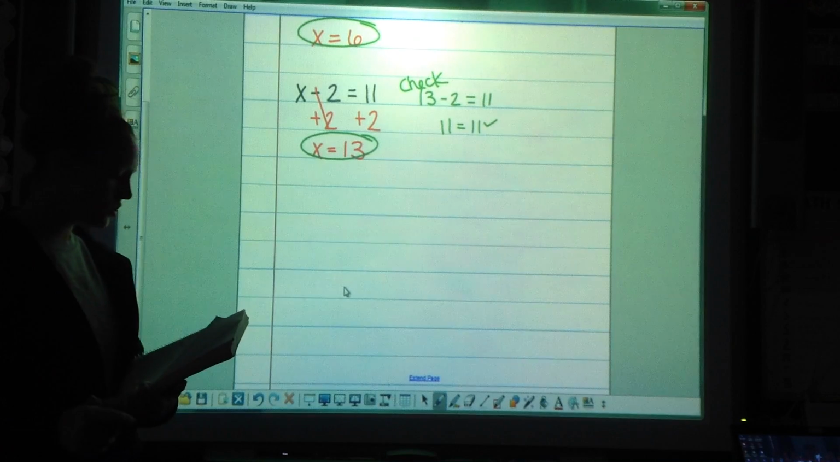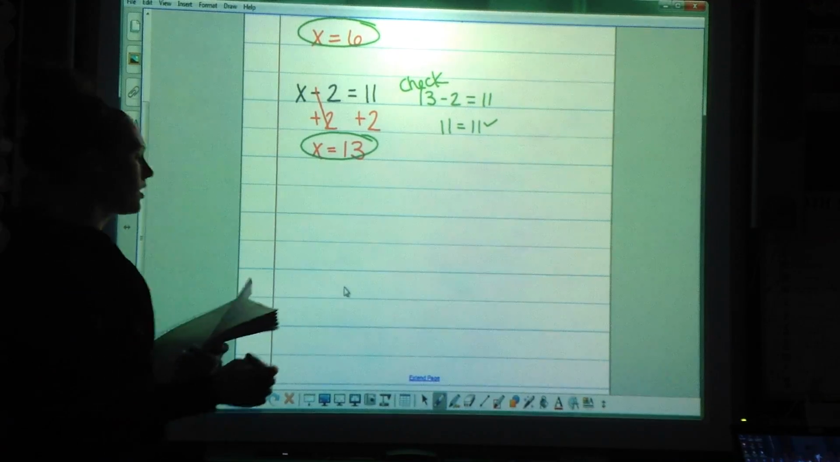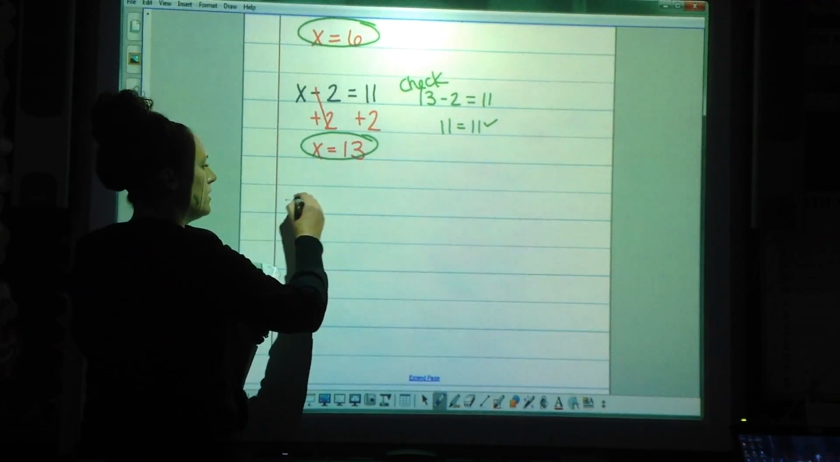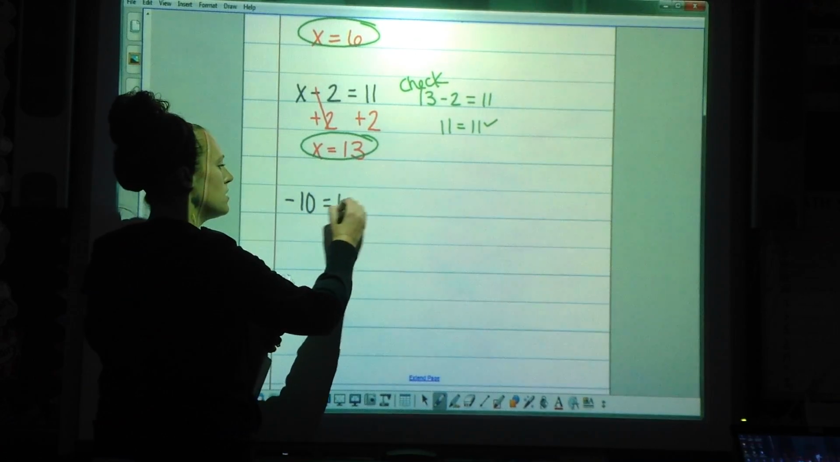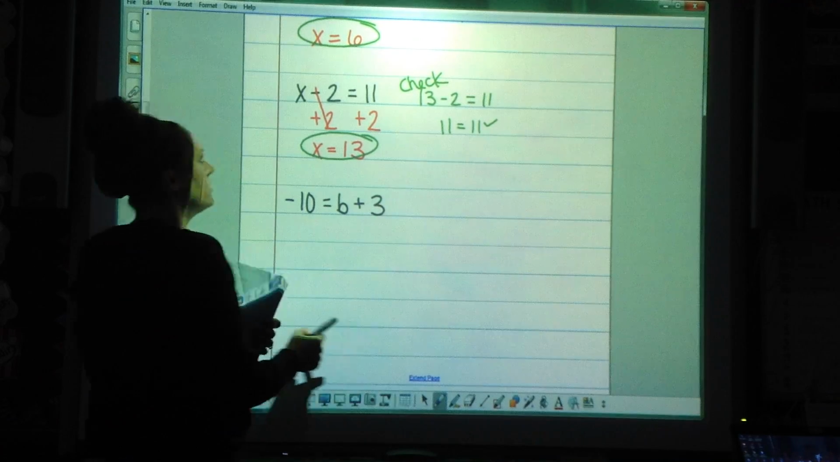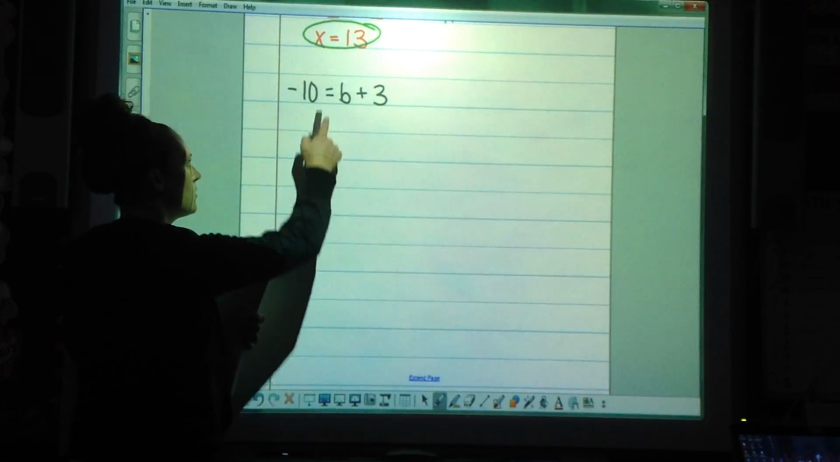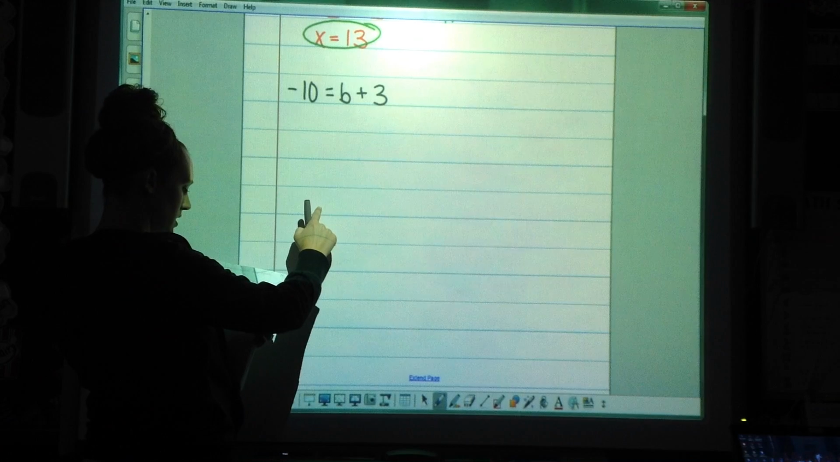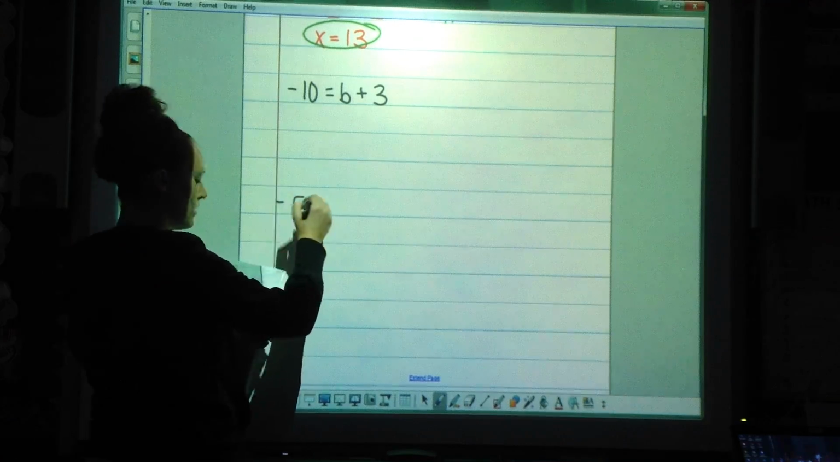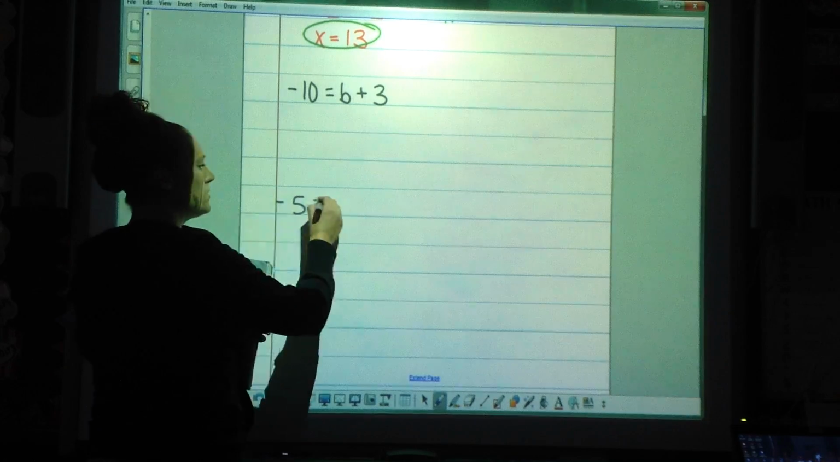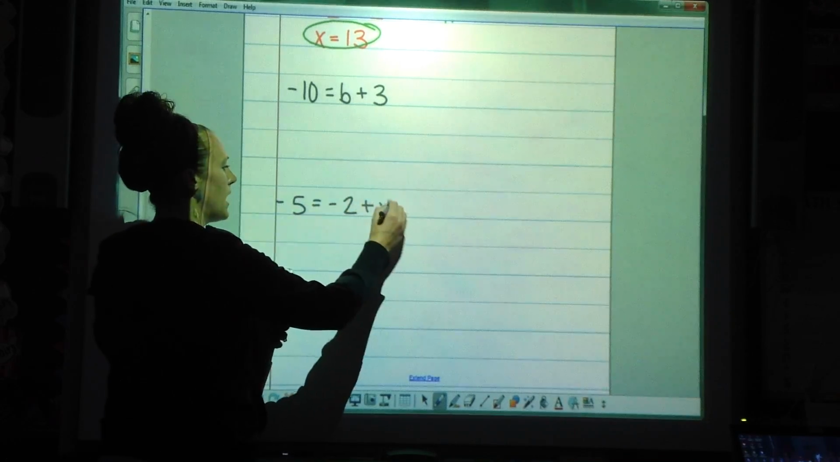If both sides are equal, that means that this answer is correct. Okay, I have 2 for you to try. These look a little different. They're harder than the ones that I did. Negative 10 equals b plus 3. Solve and check that one. And the other one is negative 5 equals negative 2 plus x.